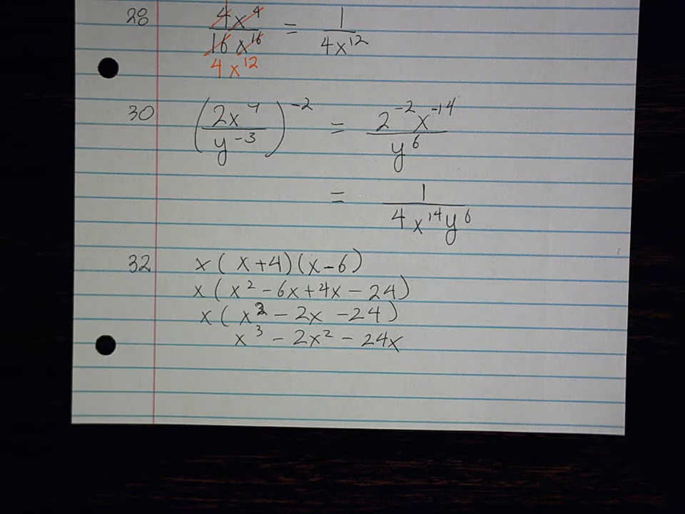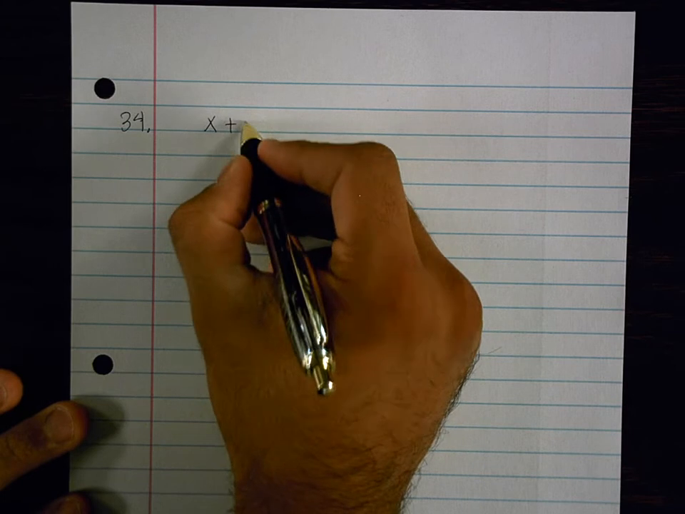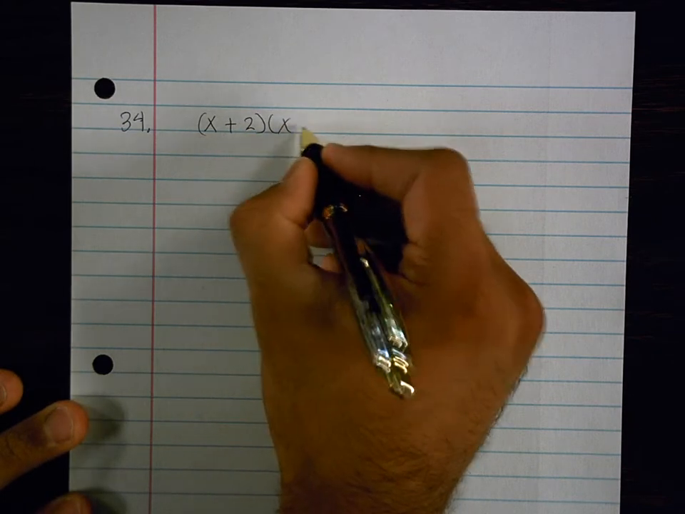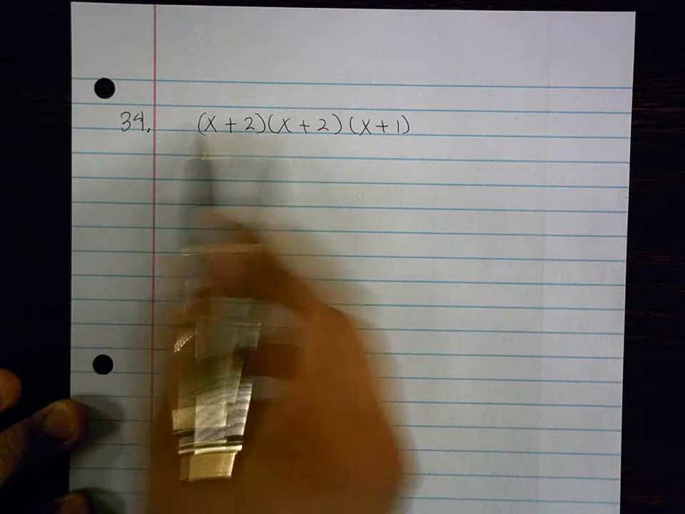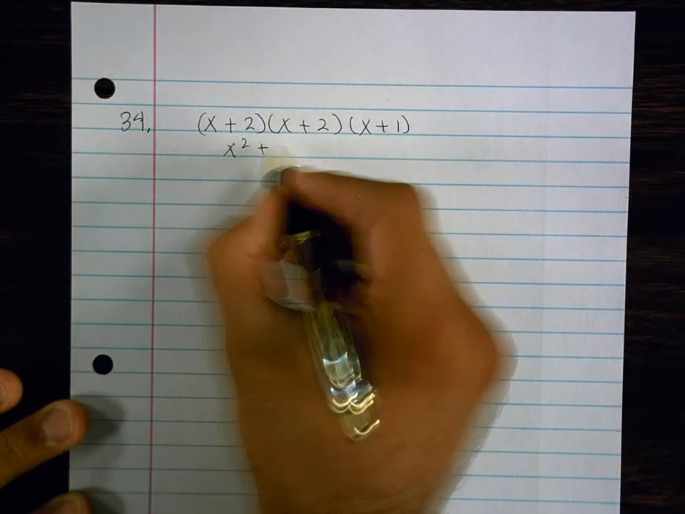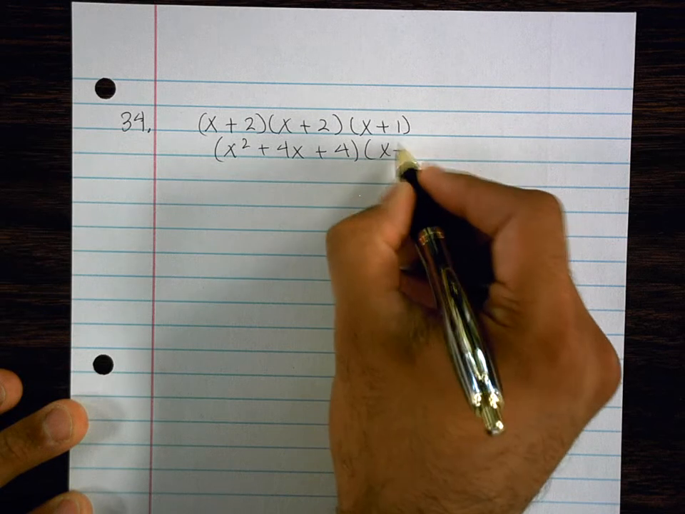Then on to 34. They want us to find the volume. And there's 3 dimensions, so I've got to multiply everything together. I recognize this is going to be x squared plus 4x plus 4 times x plus 1.